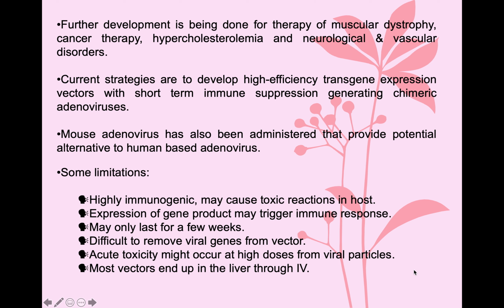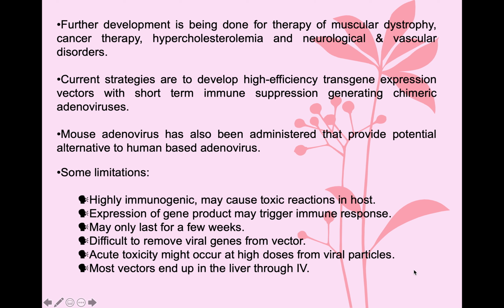So of course, further development has been done, and this has been tested on muscular dystrophy. In case you don't know what muscular dystrophy is, if you have seen someone with a hunchback or whatever, those are actually caused by muscular dystrophy, as well as cancer therapy, hypercholesterolemia, and neurological and vascular disorders. So basically from 26 onwards, the strategies are to develop high efficiency transgene expression vectors with short-term immune suppression, generating chimeric adenoviruses, which means that they change a bit of the adenoviruses but make sure that it's not detected by the immune system.